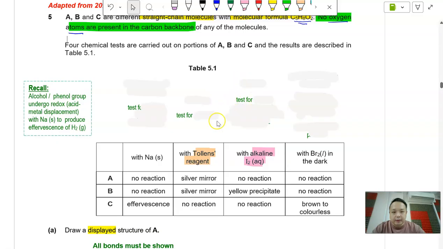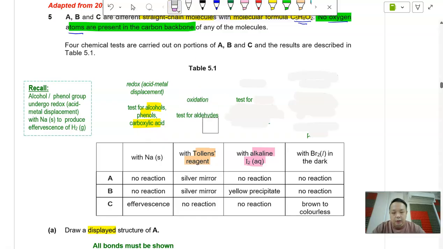So before we start, it's important for us to know what each chemical test is looking out for. So with sodium, quick recap, your alcohols and phenols can undergo redox acid metal displacement. So it's to test for your alcohols, phenols, and carboxylic acid. So your Na can test for these 3 functional groups, all of which will give you effervescence of H2 gas.